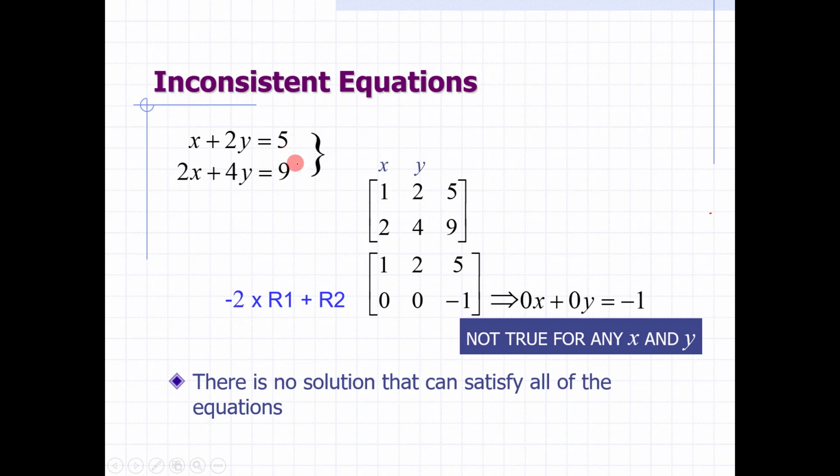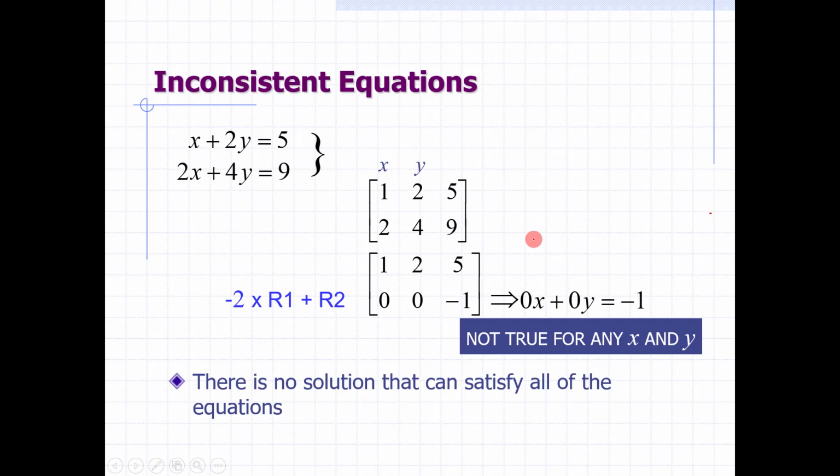Do you need to know that when you look at the equations? No. You can just go through your Gaussian elimination, and when you run into these situations, then you can interpret them. 0x plus 0y equaling some number is wrong. It's inconsistent.